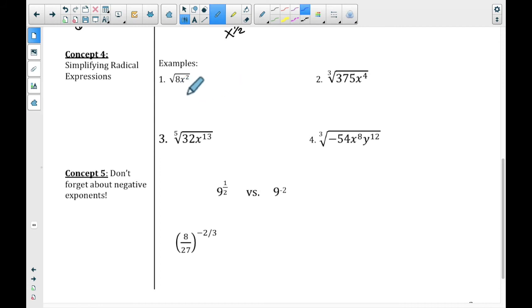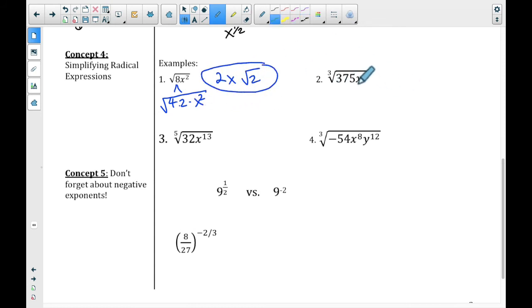All right, all of those were just x's. What if they have numbers in them? Well, we have to think about how to break up those numbers. So like 4 times 2 is 8. So that means, and x squared is a perfect square. So the square root of 4 is 2. The square root of x squared is x, but the square root of 2 stays inside there.